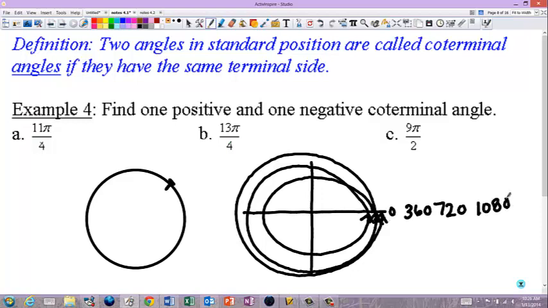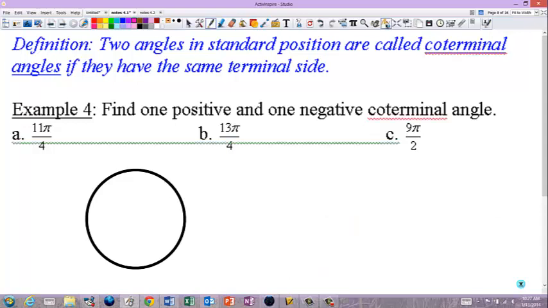Or I can spin the other way. I can go this way and it's negative. If you spin it the opposite direction, it's a negative. I can do it again. I'm back to where I started. I'm at negative 720, and so on and so forth.